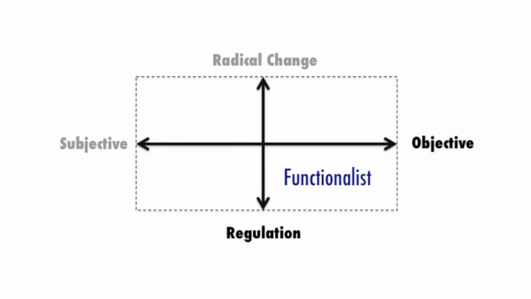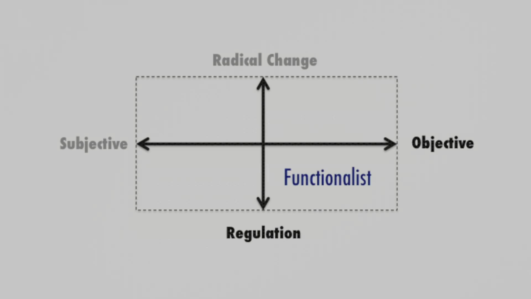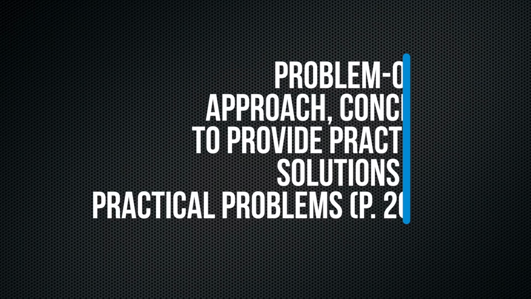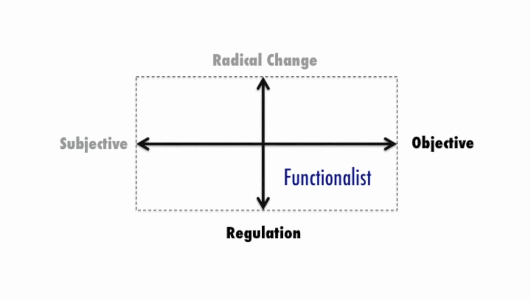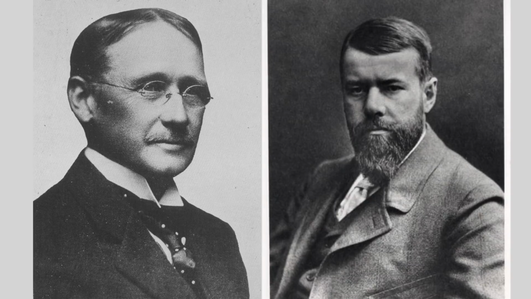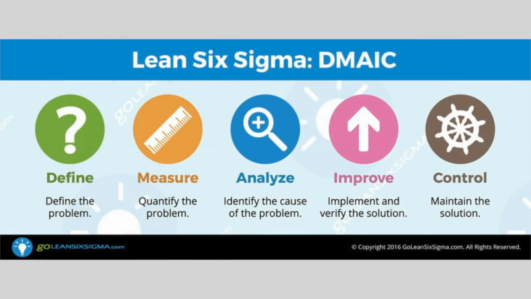Taken together, these two dimensions make the functionalist paradigm a problem-oriented approach concerned to provide practical solutions to practical problems. In terms of the research and theory that fits in this as examples, you see people like Frederick Taylor and Max Weber, who belong to the classical management area of research, fitting neatly in here. They were trying to make organizations more effective. More recently, you see the Lean Six Sigma crowd trying to improve organizations in this quadrant.